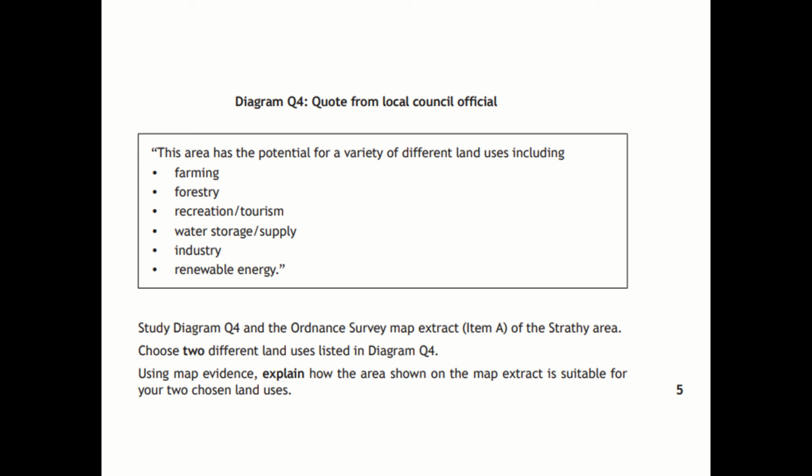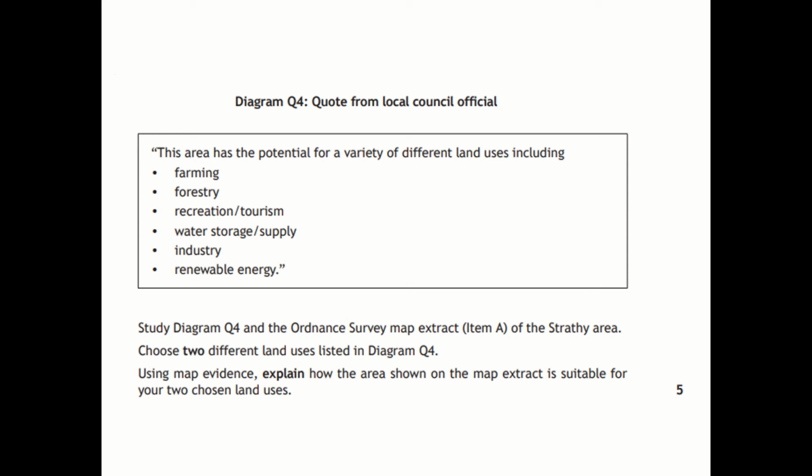For 5 marks, if you consider the number of notes that you've just looked at or you've just written, it's not difficult to score a full 5 marks, but it is easy to misread the question. You're looking for two different land uses here, so you'll write two separate paragraphs, one for farming and one for tourism, or whichever one you prefer to choose.